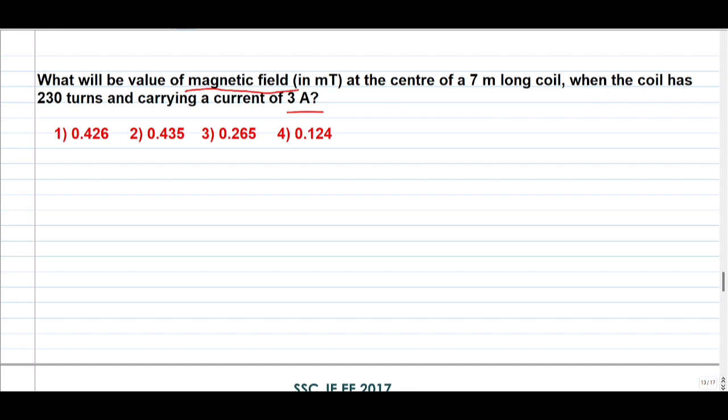Now we'll solve this question. So the given are L is equal to 7 meter, which is the length, and N, the number of turns, is 230 turns, and the current is 3 amps.